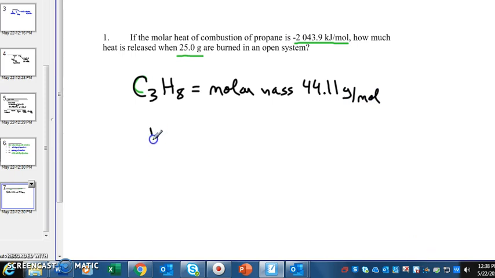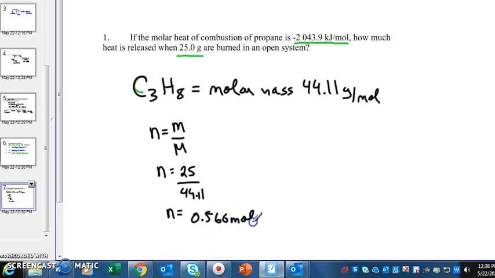Right, so to find the number of moles, that's mass over molar mass. We're taking the 25 grams divided by the 44.11, which means the number of moles is 0.566 moles.